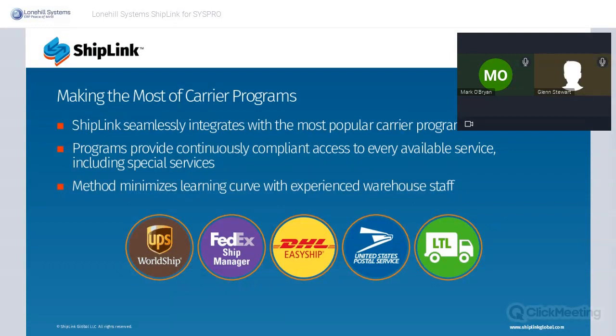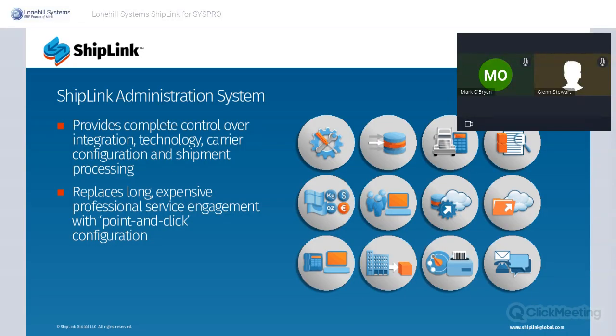Importantly, these programs provide you with access to all the services that are available, different from a traditional shipping solution. By working with the carrier programs, we have access to those, including the special services. And really important, if you have a warehouse staff that is typical of many, they're already experienced using these programs. They really don't have to learn anything to operate ShipLink. So you have people that are ready to be productive with a new solution right from the start.